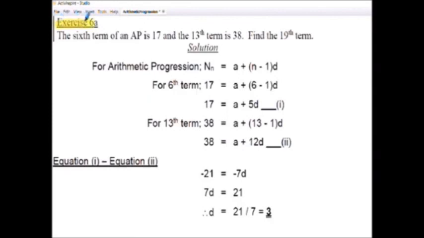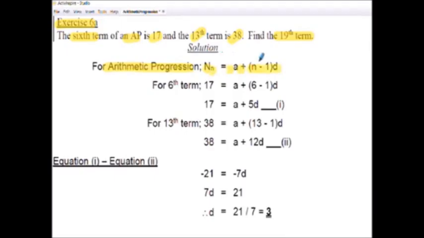Exercise 6a here. Slightly more complicated problem that will involve simultaneous equations. We're given the sixth term in the series is 17, so N6 is 17, and the 13th term in the AP is 38, so N13 is 38. We've got to find the 19th term in the series. So from our AP equation, Nn is equal to a plus n minus 1 times by the d.